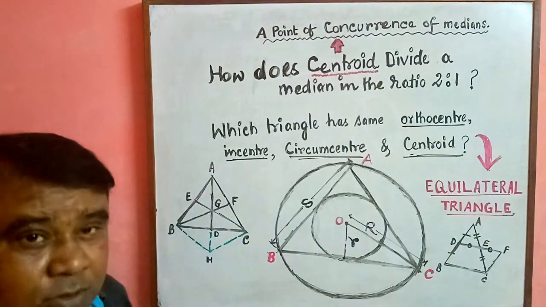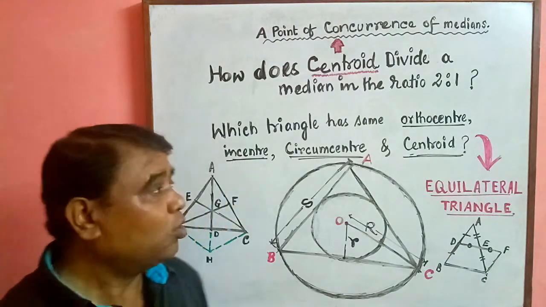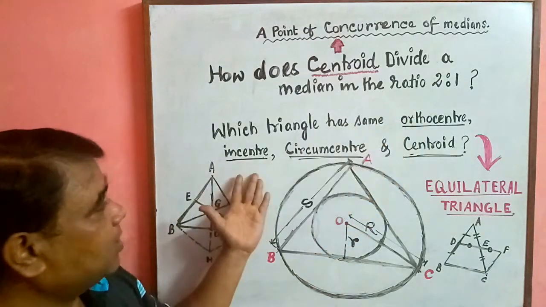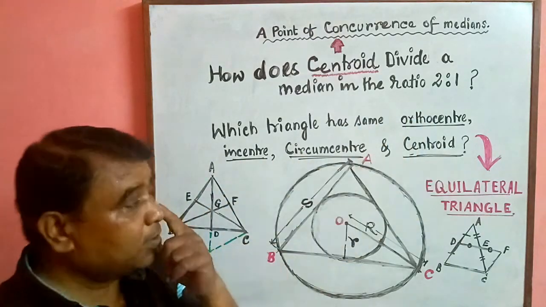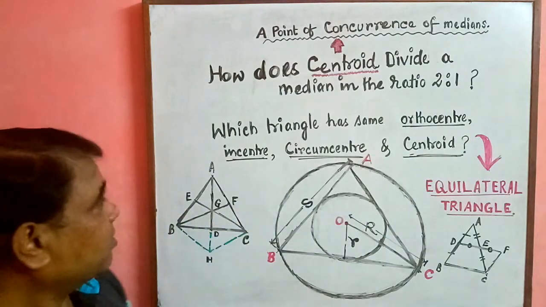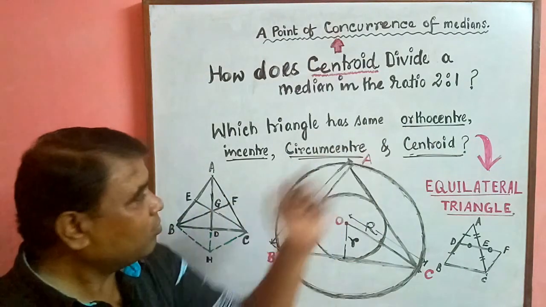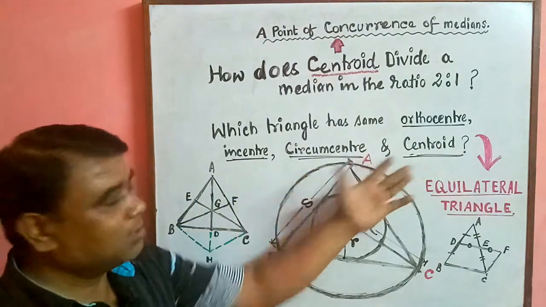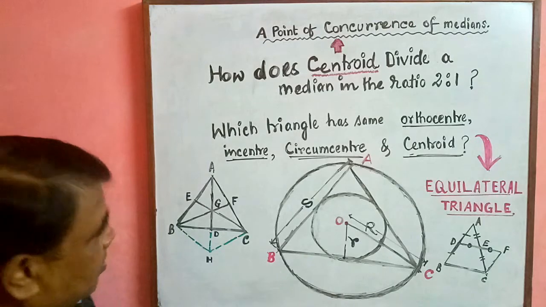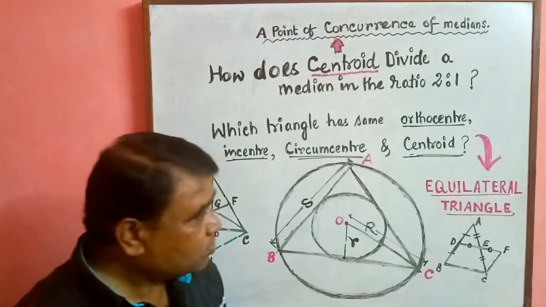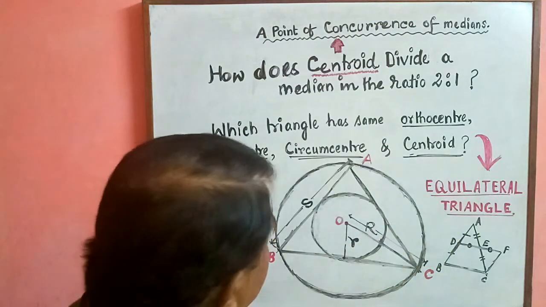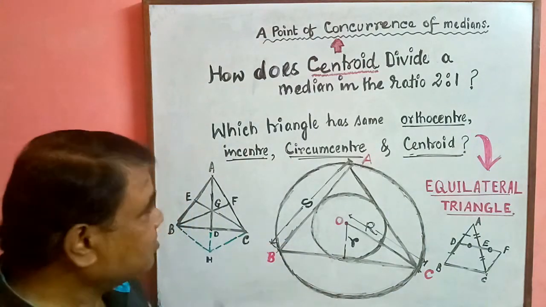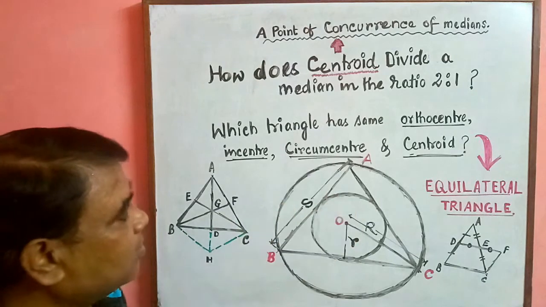In my basic geometrical concept part 2 video, I discussed orthocenter, incenter, circumcenter, and centroid. Today I have a question. Which triangle has the same orthocenter, incenter, circumcenter, and centroid? I answered that day also. It's an equilateral triangle which has the same orthocenter, incenter, circumcenter, and centroid.